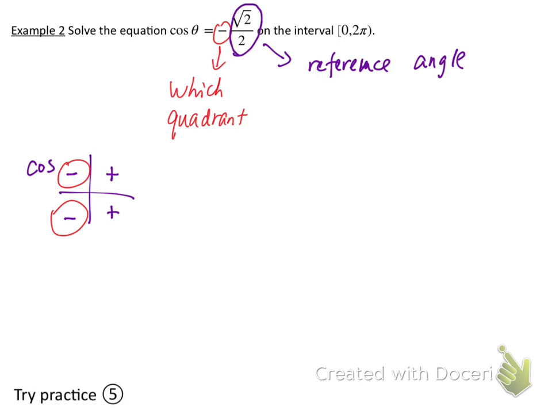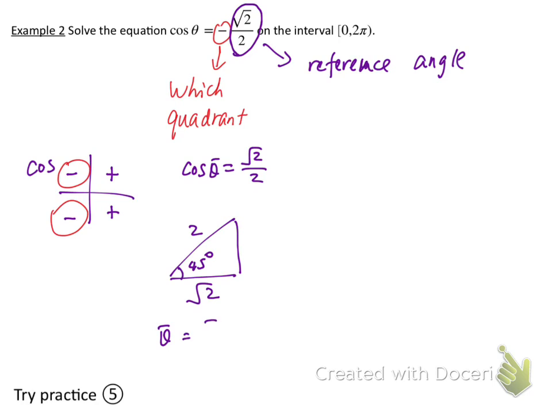Now ignore that negative sign, okay? You look at the reference angle. You know that cosine theta bar equals radical 2 over 2. That means radical 2 is here, 2 is here. Adjacent over hypotenuse, right? So what angle is this? 45 degrees, because we are having a radical 2, 2 triangle. And that means my theta bar equals 45 degrees, that is pi over 4.